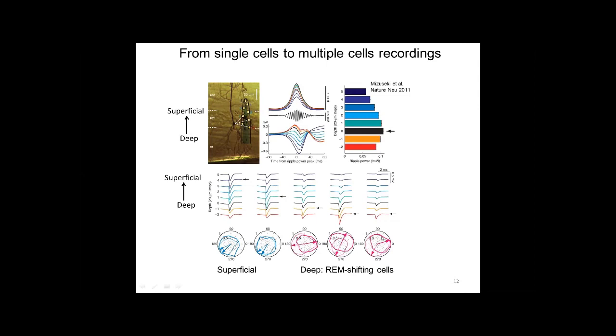So somehow this tells you that using this high-density electrode can help to identify the position within the layer.